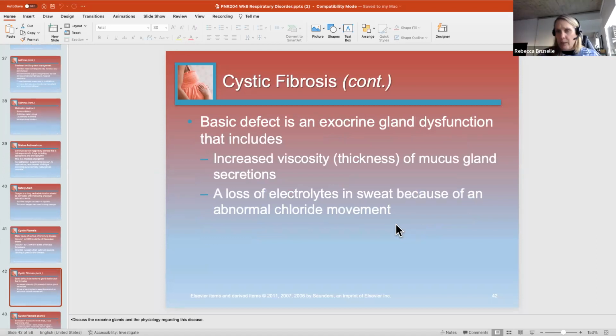thick mucus throughout the body. So in the lungs, they're set up for infection because they have this thick mucus and the bacteria gets trapped in there, and then they get an infection. But it also affects their pancreas. They have a hard time digesting fats in particular, because the glands in their pancreas that secrete digestive enzymes are not able to secrete them because they get clogged with mucus. They also lose a lot of salt in their sweat, so they literally taste salty. So they need electrolyte replacements, and then they need pancreatic enzyme replacements to help them be able to digest their food.